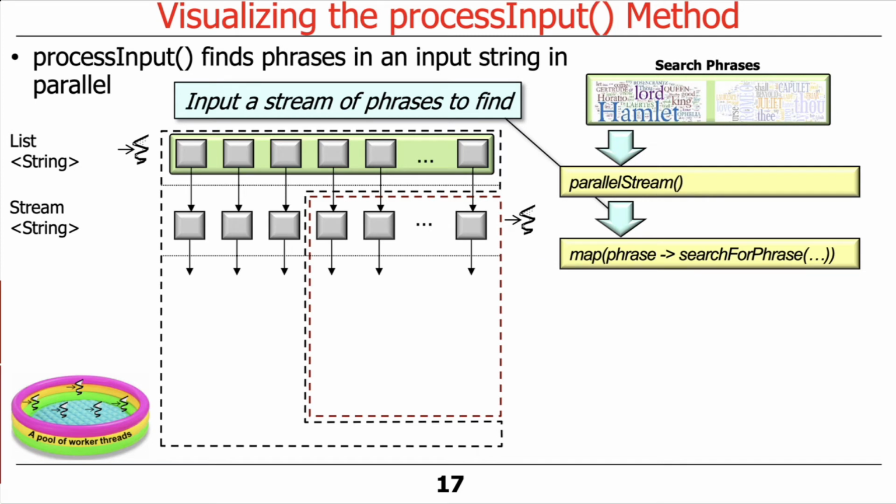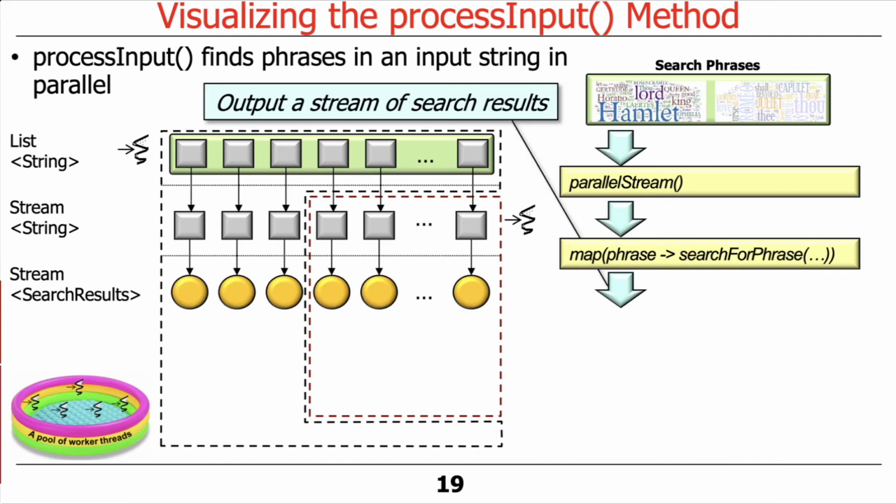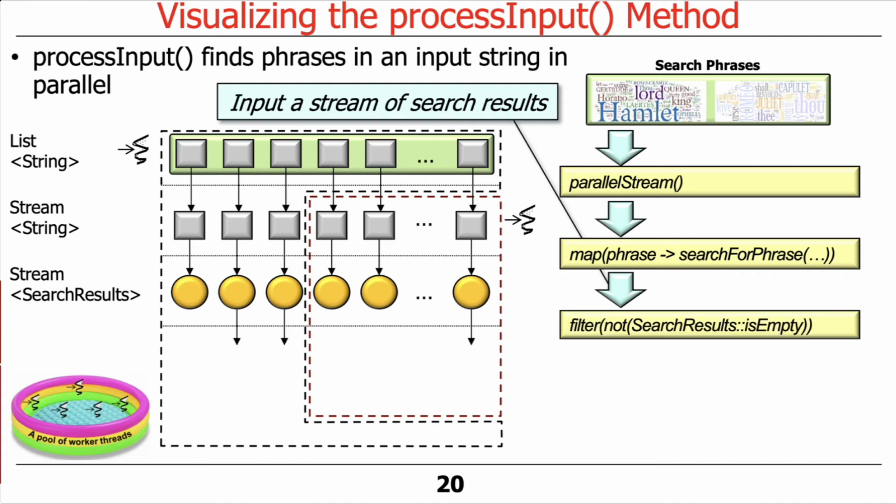And what we're going to do here is take each of those phrases and use the map intermediate operation. We're going to go search for each phrase in that given input string, because process input is called in the context of a particular input string. So we'll search for each phrase in parallel on a given input string. And what will happen is we'll end up with a stream of search results, where the search results indicate whether or not there were any matches, and if there were, where the matches occurred in the input string. And notice how we changed the type. So we went from a stream of strings to a stream of search results.